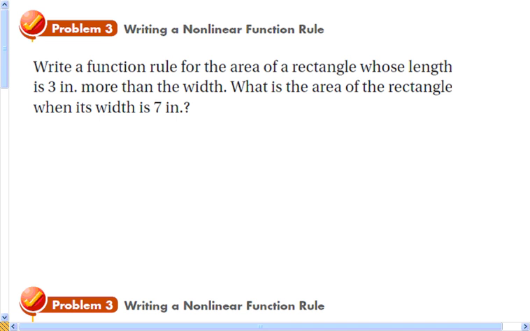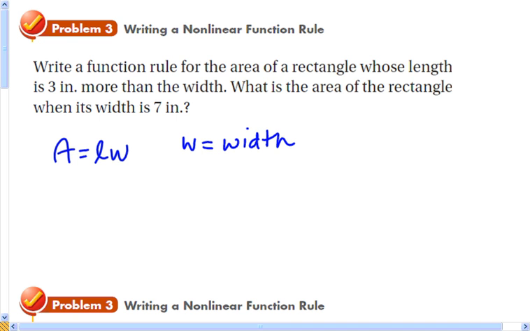Write a function rule for the area of a rectangle whose length is 3 more than the width. What is the area of the rectangle when its width is 7? To do that, we're going to use this area, length times width. We're going to change it a little. The area is going to be a function of the width. So we're going to let W be our width.